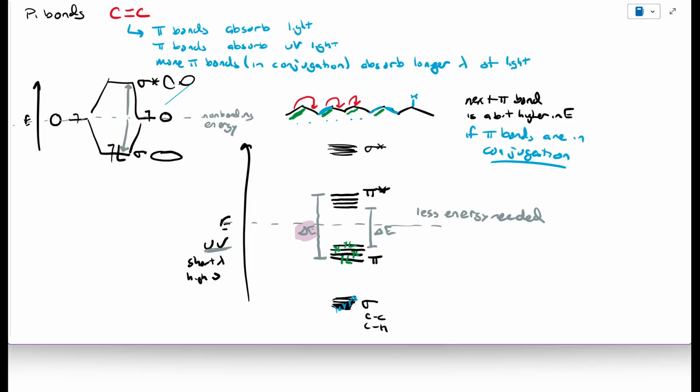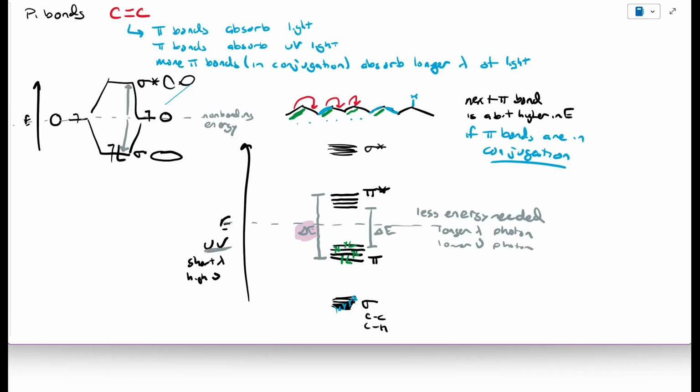If delta E is smaller, if I need less energy, then I need a photon that is less energy than the case where I only had the one pi bond. Less energy is a longer wavelength photon. So if delta E is now smaller and less energy is needed, that means I need a longer wavelength photon to have exactly the right amount of energy to excite the electron up to the pi star antibonding orbital, or a slightly lower frequency photon.